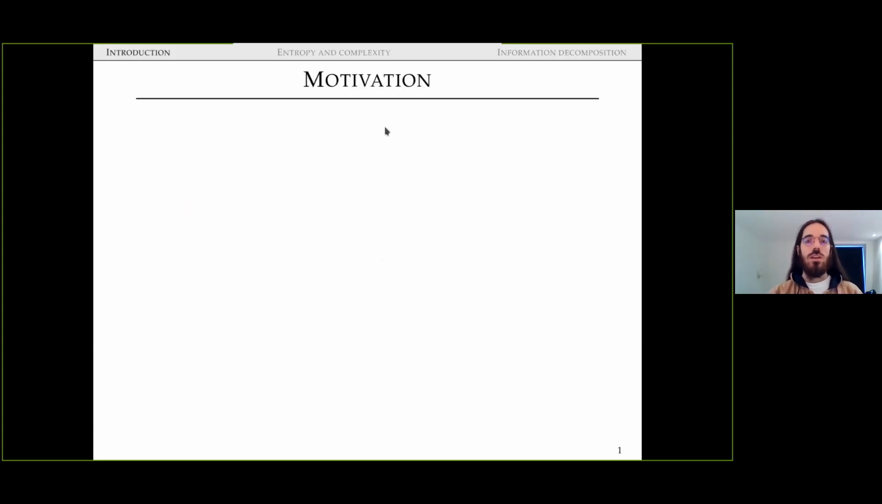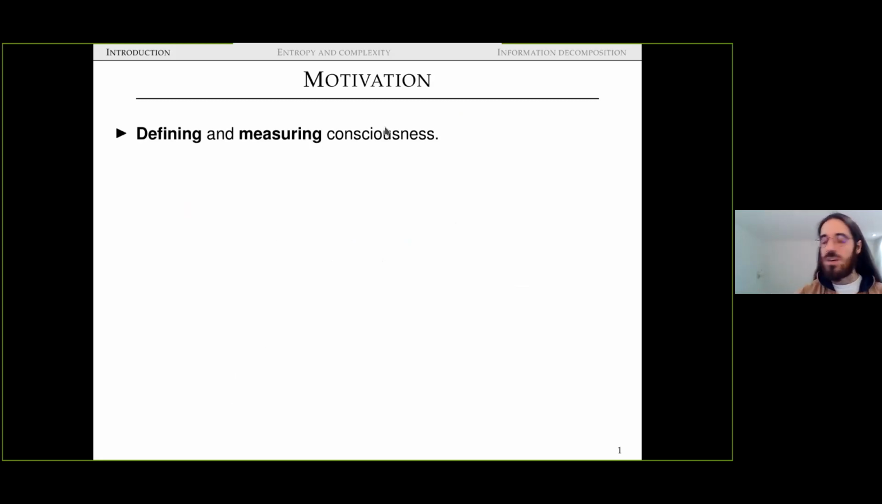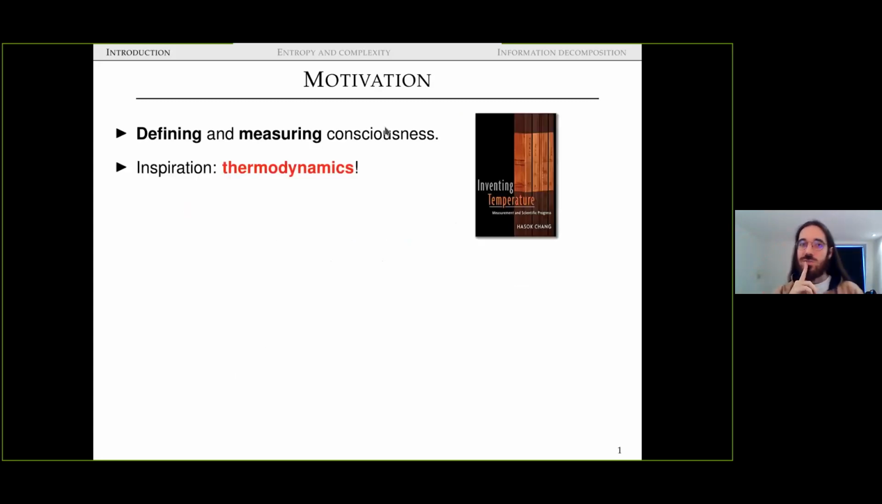Being in a consciousness and cognition lab, of course, one of my main motivations in doing all of this work is defining and measuring consciousness, which is a pretty big deal and kind of tricky. To do that, one of my main motivations, at almost a metaphorical level, is that I take inspiration from thermodynamics. In particular, I was very heavily influenced by this book called Inventing Temperature.